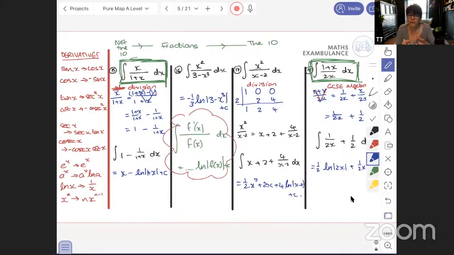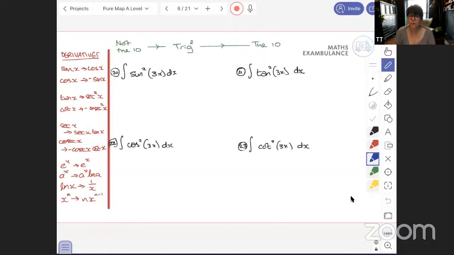So, little tricks that turn "not the 10" into "the 10." Some more little tricks that turn "not the 10" into "the 10." Sine squared: I use the half double angle formula. You might know it's double angle or half angle, but sine squared is 1/2 (1 minus cos), and then you double the angle.